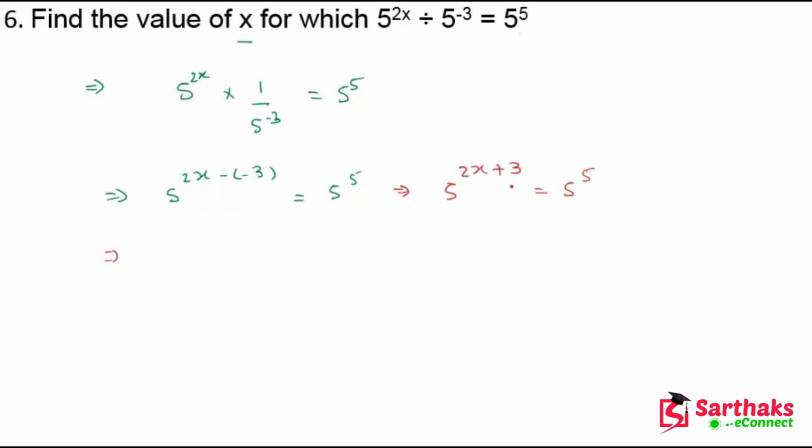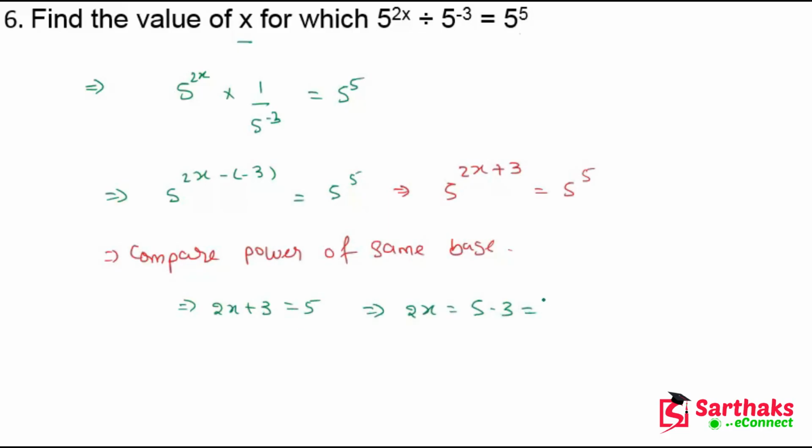Now we can compare the powers because the base is the same. Compare the powers of the same base. So we have 2x plus 3 equals 5. This will become 2x equals 5 minus 3, so 2x equals 2, and x will become 2 upon 2, which is 1. So the value of x is 1. This is the answer of this problem.